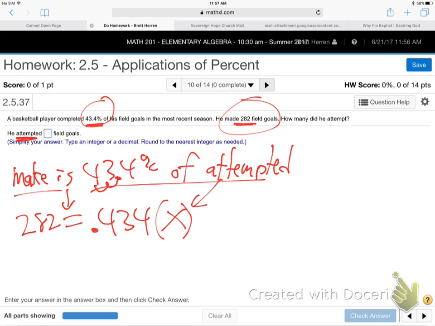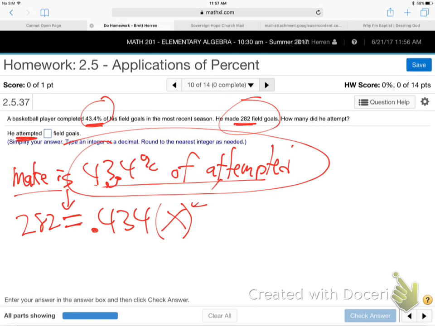I just kind of put it in my own words and said, look, the number you make is a percentage of those you try. Percentage of those you attempt. Right? The number you make equals a percentage times those you try. And they told me 282 was the made ones, and they're asking me for the attempted ones, the x. Does that make sense? You always take a percentage of the total tried to get the number made.